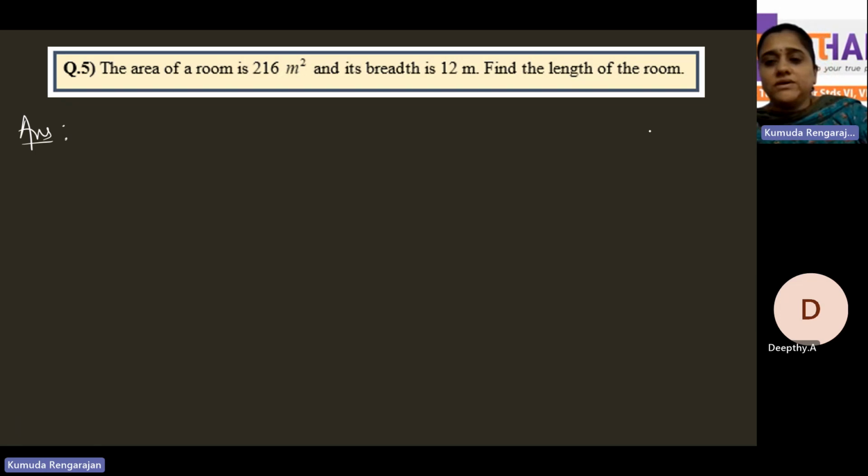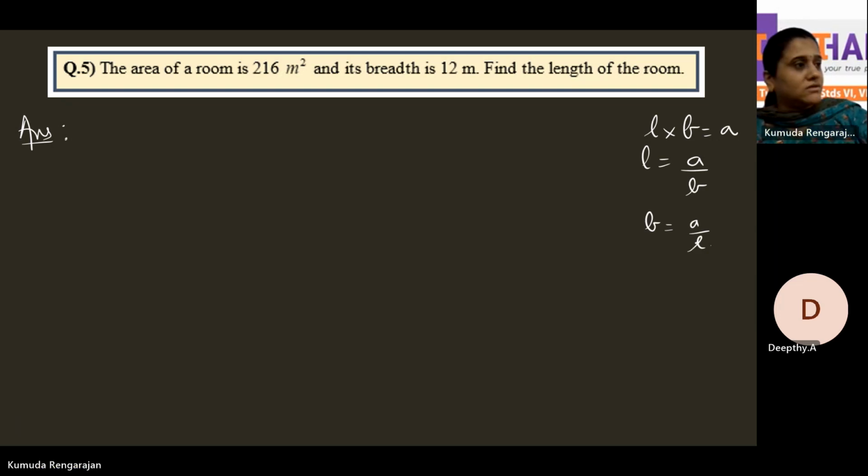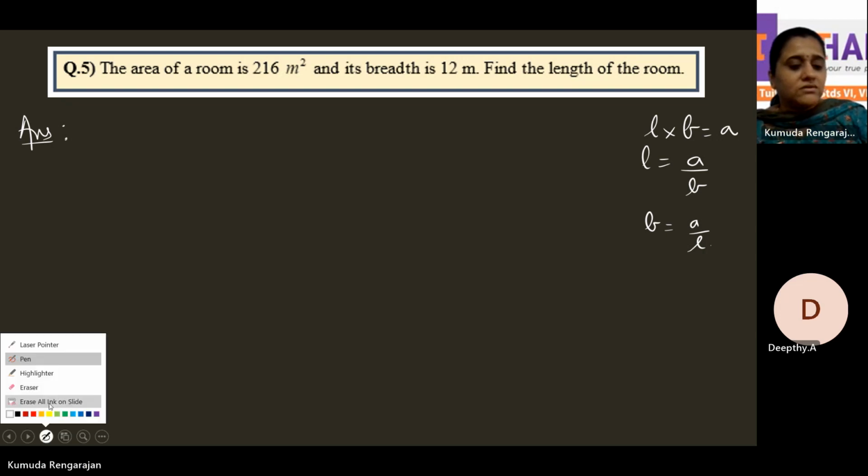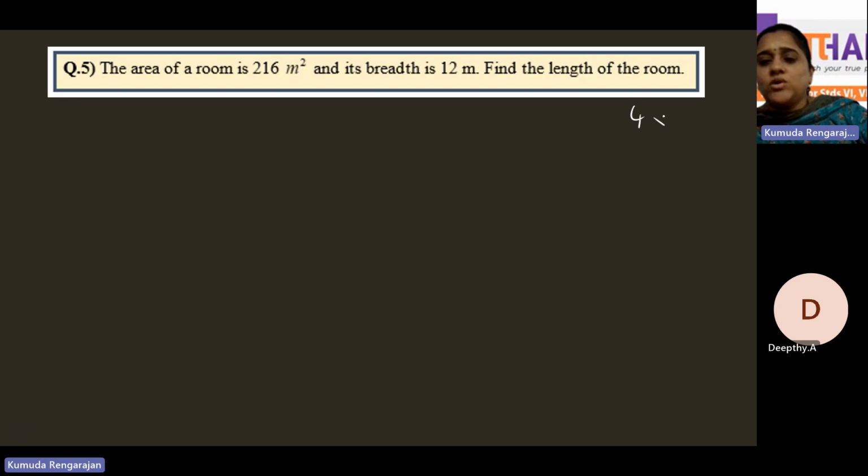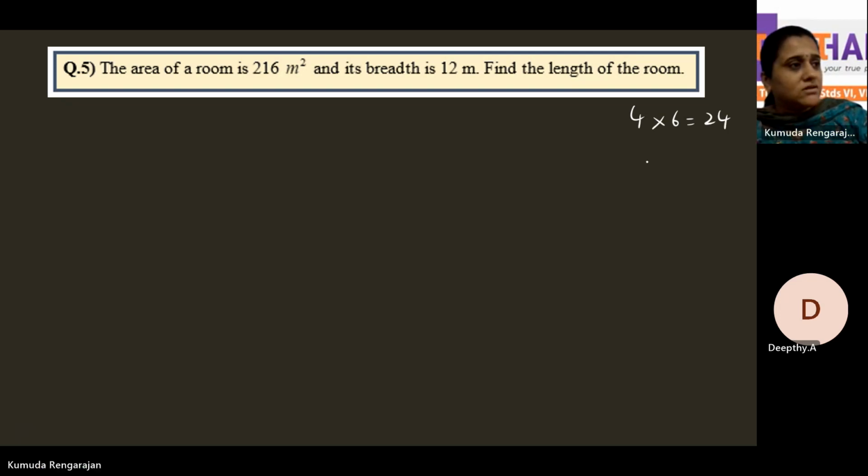So what is L into B? L into B is equal to area. So the two division facts are L is equal to area by breadth and breadth is equal to area by length. Have we understood this? Because when we have 4 into 6 is equal to 24, what are the division facts? 24 divided by 4 is equal to 6 and 24 divided by 6 is equal to 4.